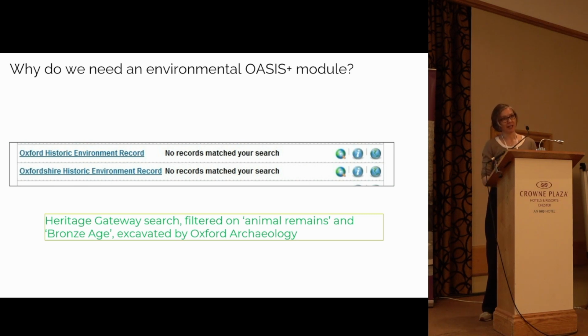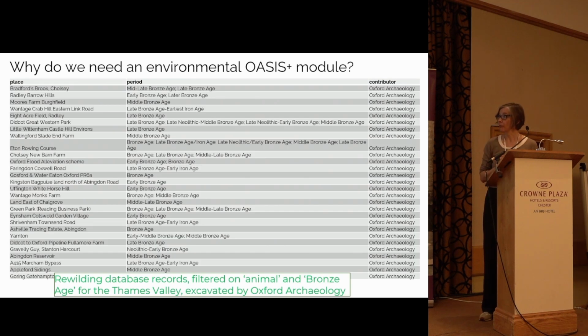When she had a look on the HER, it was an even worse hit. It absolutely pulled a blank, so it's really difficult to search and to find the data. Actually, there's quite a lot of data on Bronze Age faunal remains in the Thames Valley. This is only part of it. This is being collated as part of the rewilding project. So we know the data is there. We just need to be able to find it.